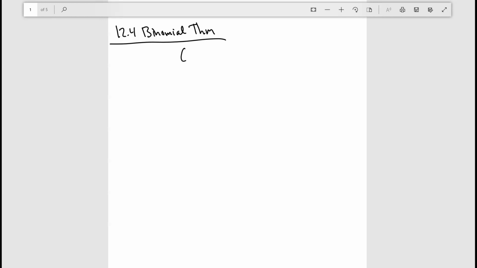So let's say I wanted to expand a plus b to the 0 power. Well, we know that anything to the 0 power is just going to be equal to 1. So that's easy. Now, what about if I had a plus b to the first power? Well, I'm not really foiling anything. I'm just going to have a plus b, nothing.